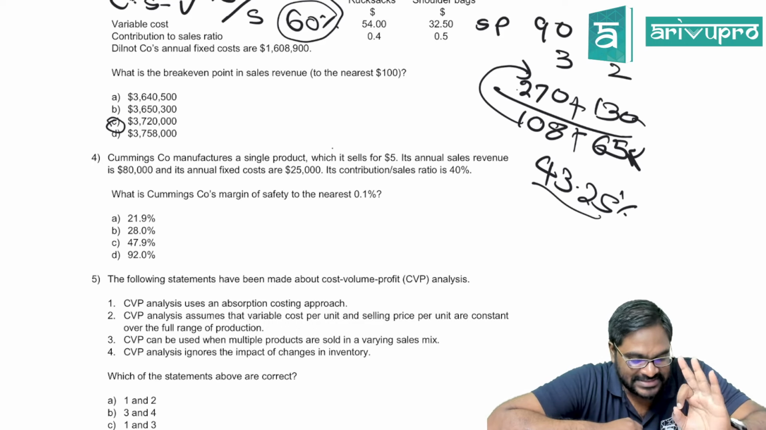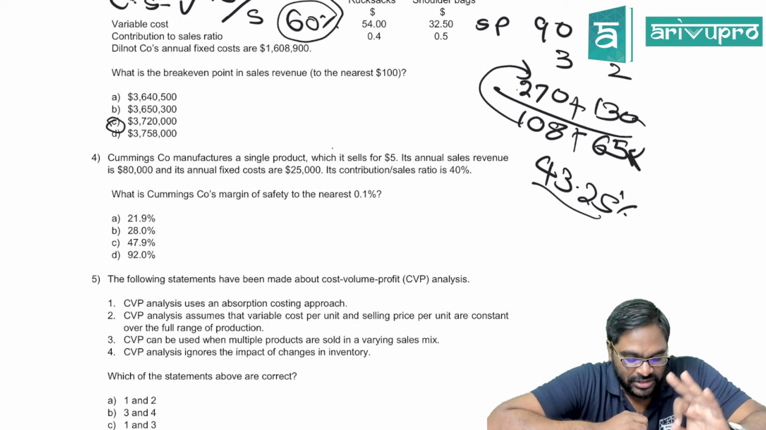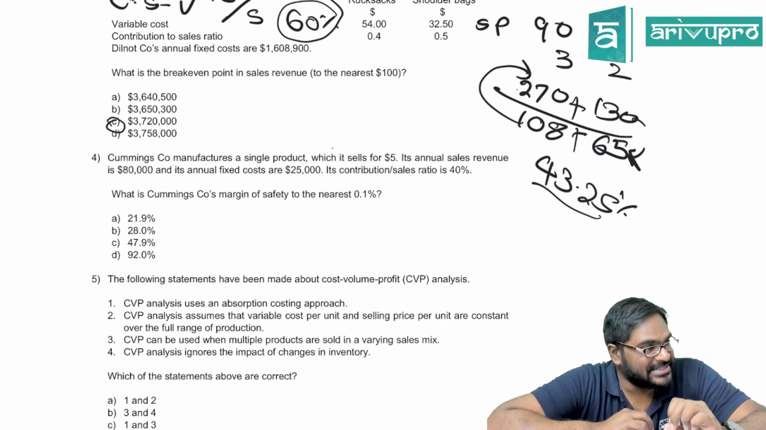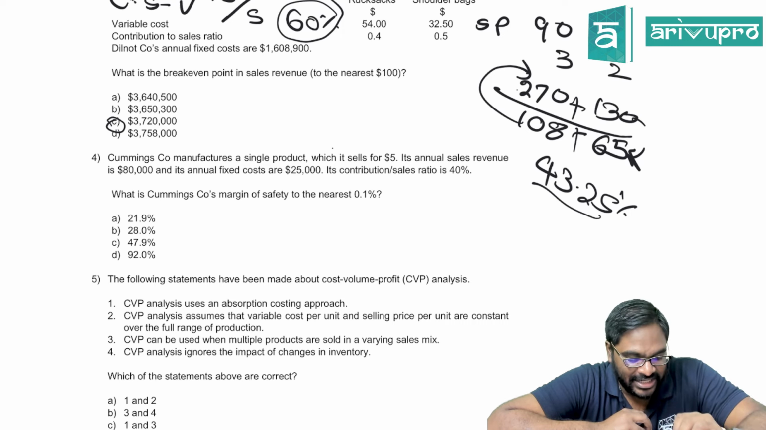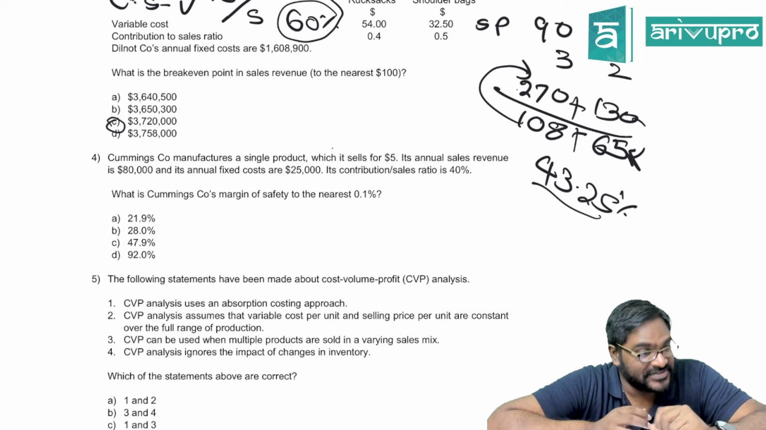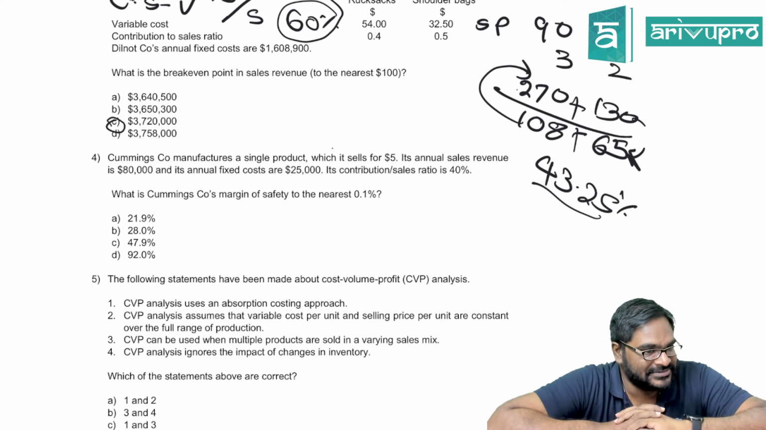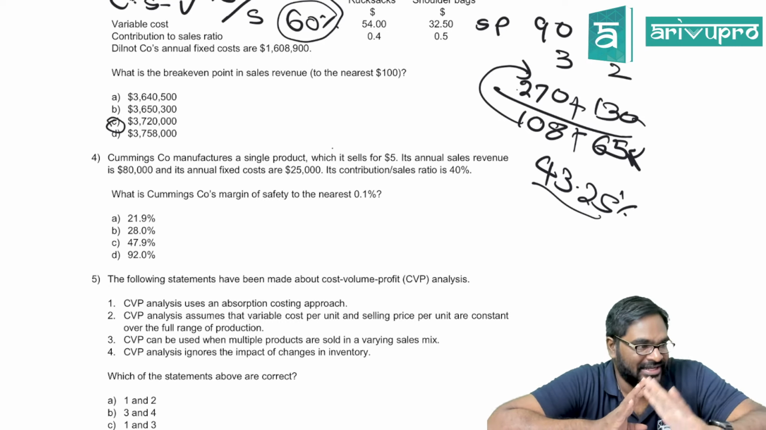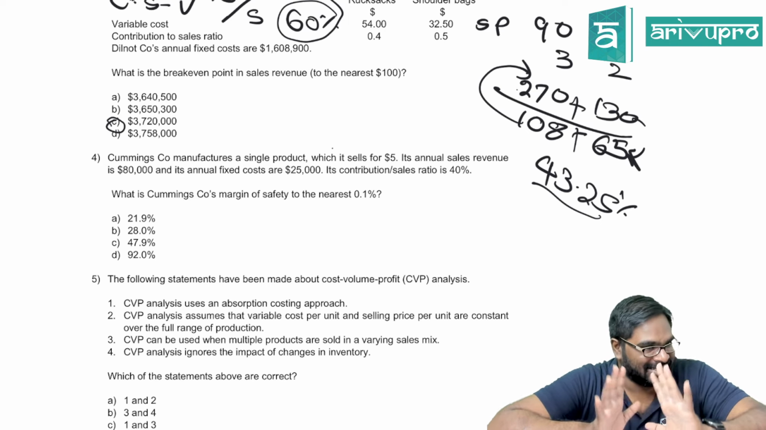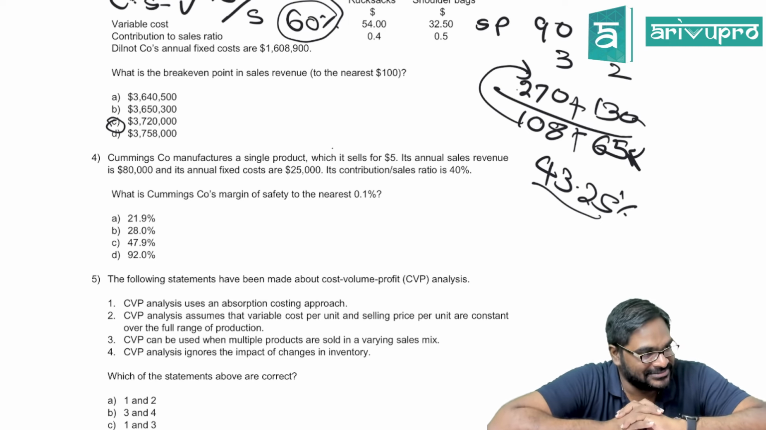Cummins Co. manufactures a single product which it sells for $5. The annual sales revenue is $80,000 and its annual fixed costs are $25,000. CS ratio is 40%. What is Cummins Co.'s margin of safety? So how do we calculate that? Again, most of you have given me the correct answer. Can someone explain how you derived the answer?